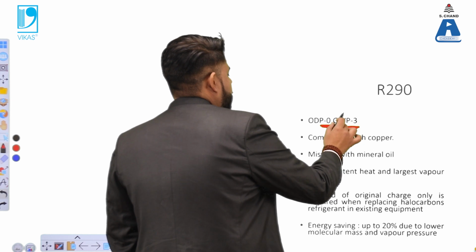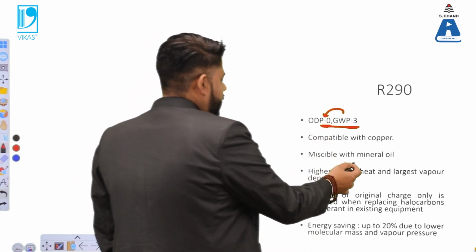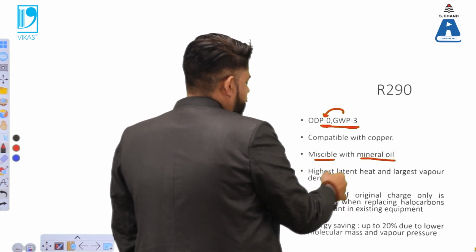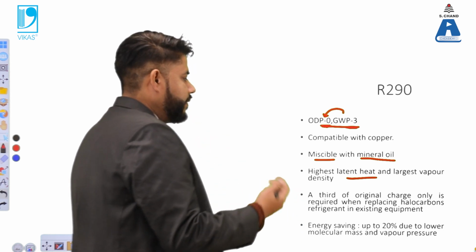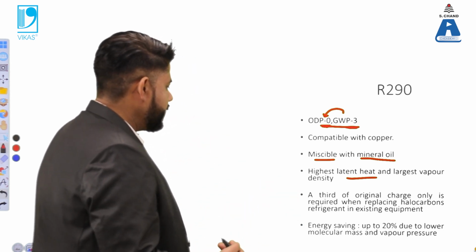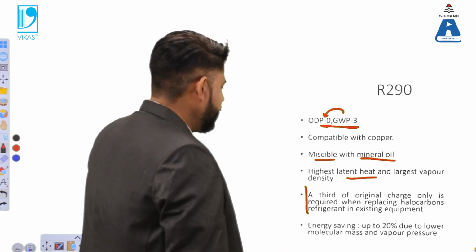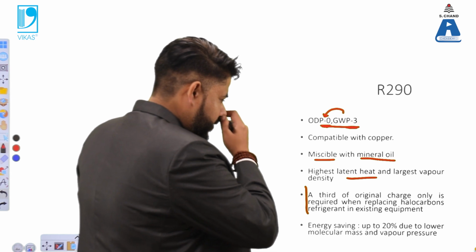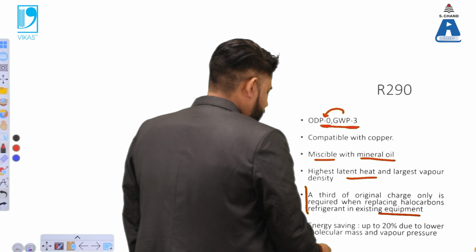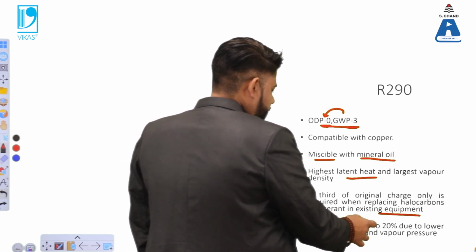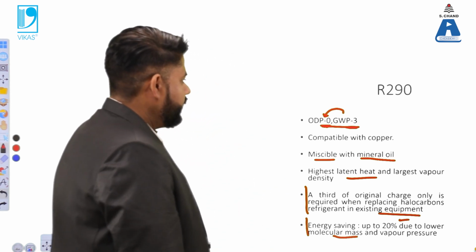Then R290, this is another categorization. Its global warming potential is very less, the ozone depletion potential is 0, it is compatible with copper and mineral oils, it is miscible, and it has the highest latent heat, and the vapor density is also very large, and only a third of the original charge is required in replacement of the refrigerant in existing equipment. It is basically energy saving up to 20% due to the lower molecular mass and high vapor pressure values.